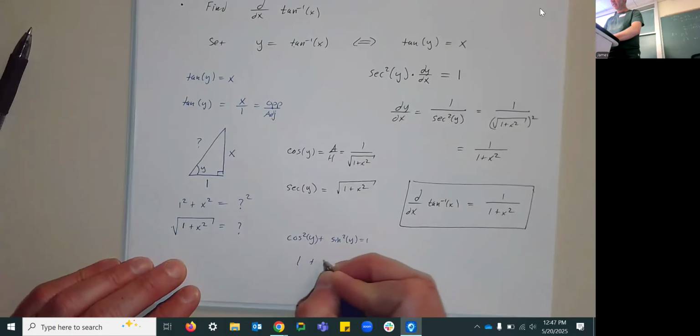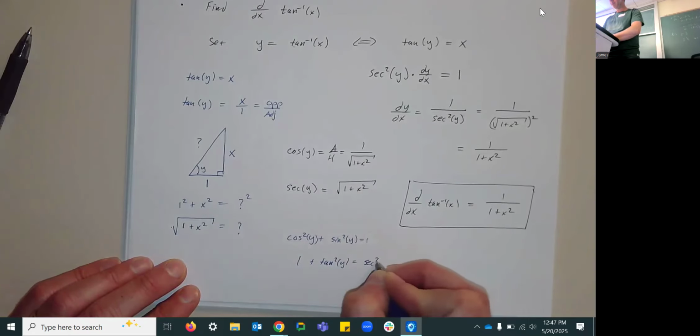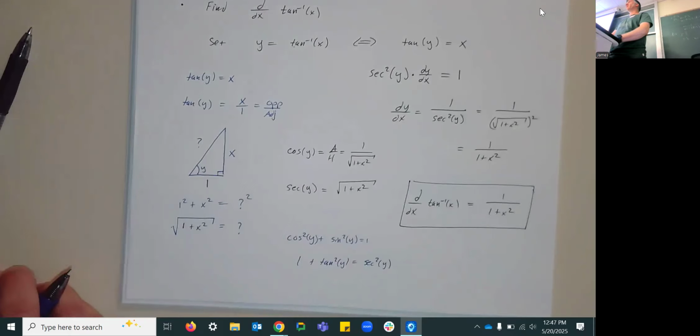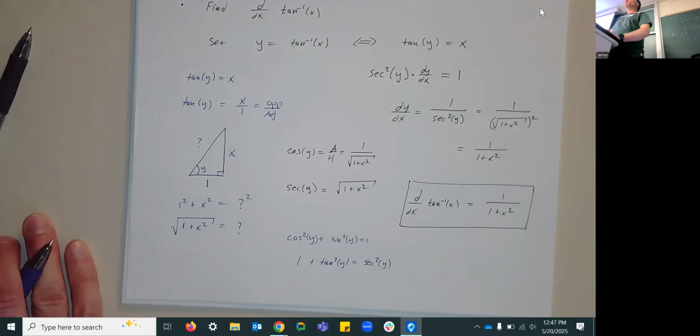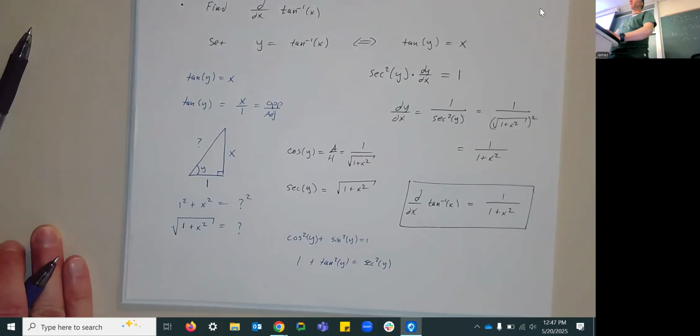It's I tan and get sexy. 1 plus tangent squared y equals secant squared y. I tan and get sexy. A student told me this one time. I clearly have it, it was probably like 15 years ago at this point. I have never forgotten it. It's unforgettable. I tan and get sexy.